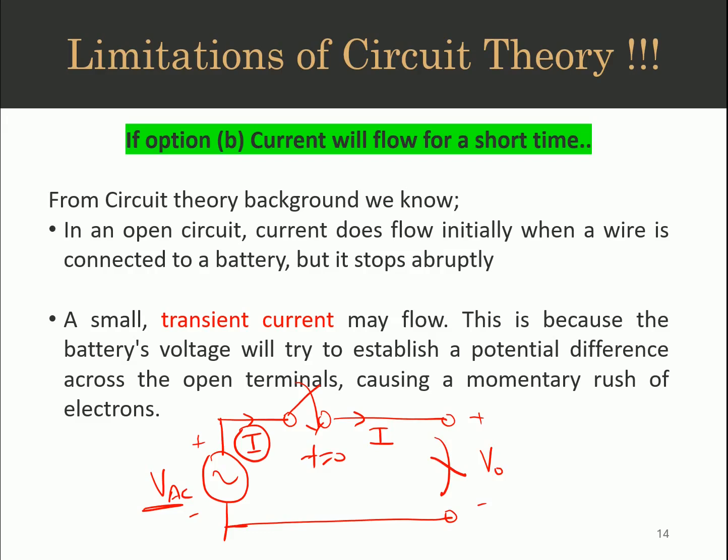So we say that this current which exists over here for a short amount of time is what we call a transient current. So in reality, the current exists, and this is tackled by the electromagnetic field theory, which we are going to study in detail in the coming chapters. So just to give you a hint, what is this transient current?